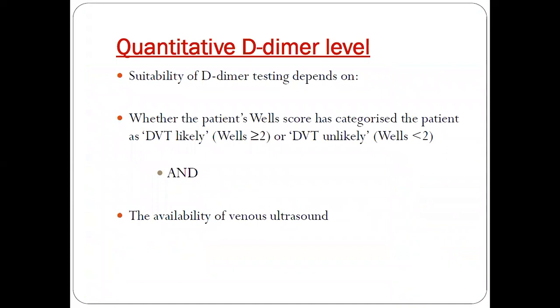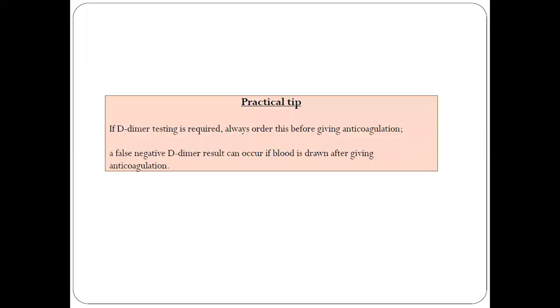Quantitative D-dimer level. Suitability of D-dimer testing depends on whether the patient's Wells score has categorized the patient as DVT likely, that is Wells more than or equal to 2, or DVT unlikely, that is Wells score less than 2, and the availability of venous ultrasound. Coming to a practical tip, if D-dimer testing is required, always order this before giving anticoagulation. A false negative D-dimer result can occur if blood is drawn after giving anticoagulation.